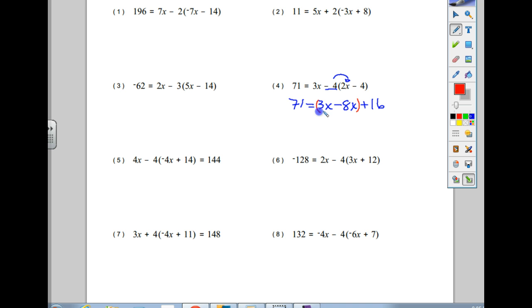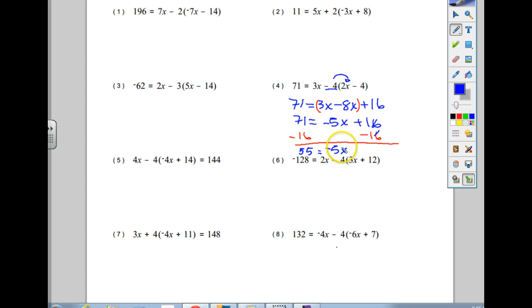Again, the next thing to do here is combine the like terms. 71 equals. Some of you guys keep forgetting to put your equal sign. Please, it is very important. So negative 3x minus 8x will be negative 5x plus 16. Now this has become an easy two-step equation. We know we need to get rid of the 16 first. And we have negative 5x is equal to 55.